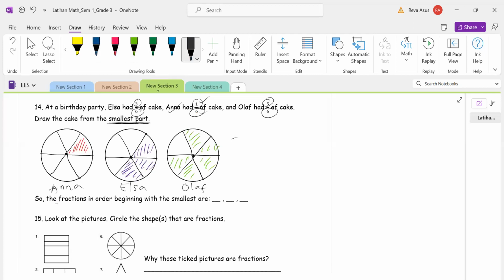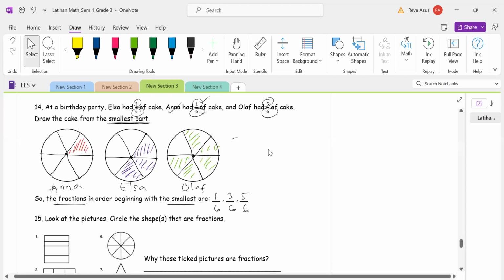And then, the fractions in order beginning with the smallest belong to Anna. It is 1 out of 6. And then the second, Elsa, 3 out of 6. The last is Olaf, 5 out of 6.